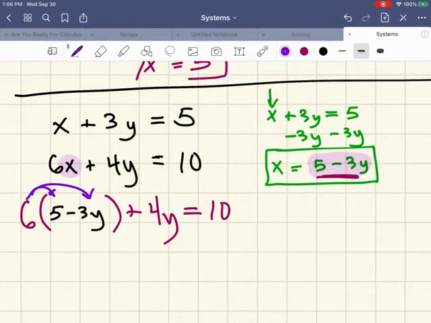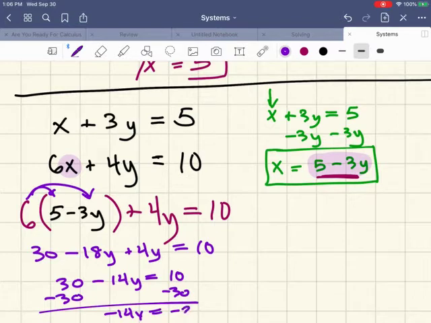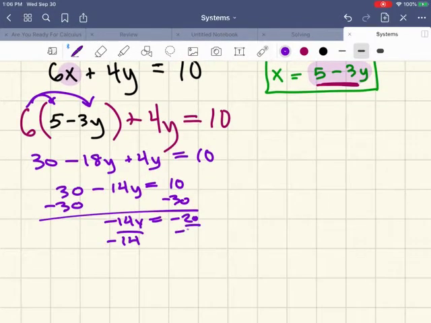Distribute the 6. 30 minus 18y plus 4y equals 10. Combine like terms. 30 minus 14y equals 10. Subtract 30. I get negative 14y equals negative 20. If I divide by negative 14, I have y equals, two negatives make a positive, 20/14 can be reduced by 2 to 10/7, and that is what I think my y value is.